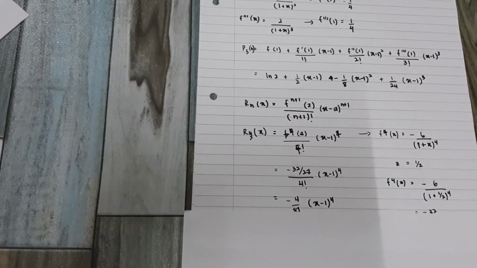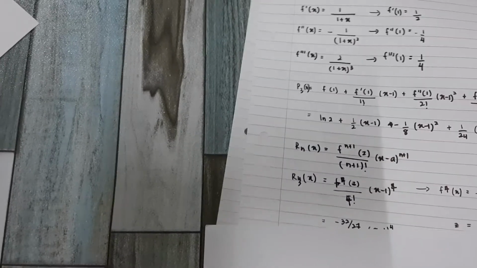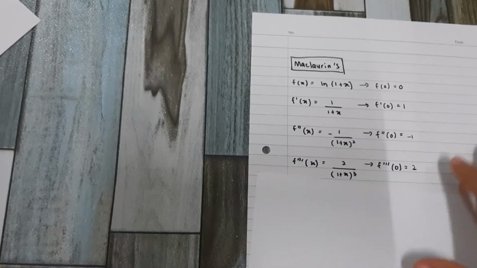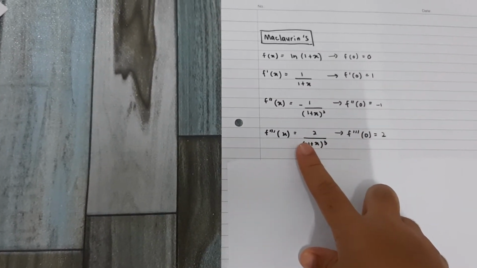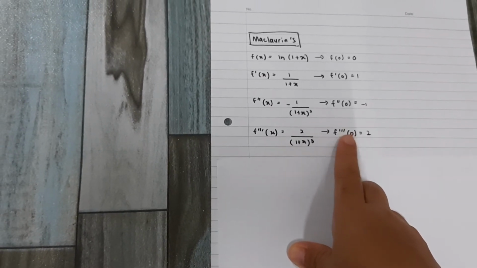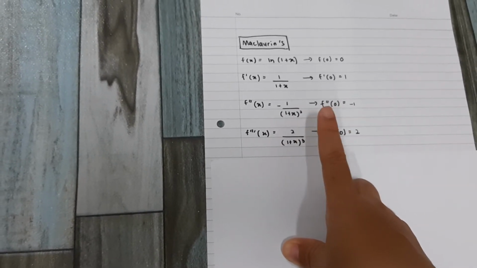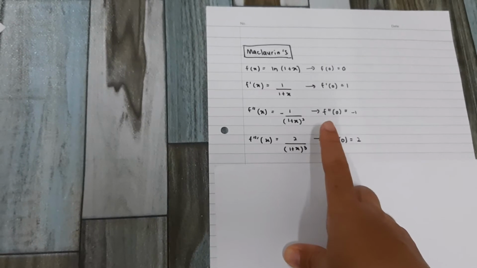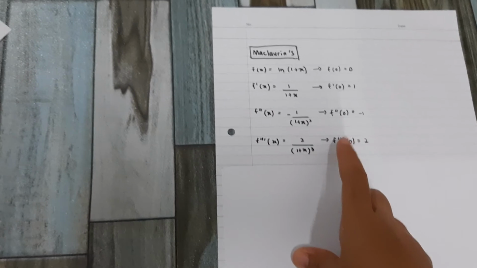So we compare to the Maclaurin polynomial. We derive the same as the Taylor's polynomial, but we know that Maclaurin is centered at 0. So we substitute 0 into the functions that we have derived. So f of 0 is equal to 0, f prime of 0 equals 1, f double prime of 0 equals negative 1, and f triple prime of 0 equals 2.